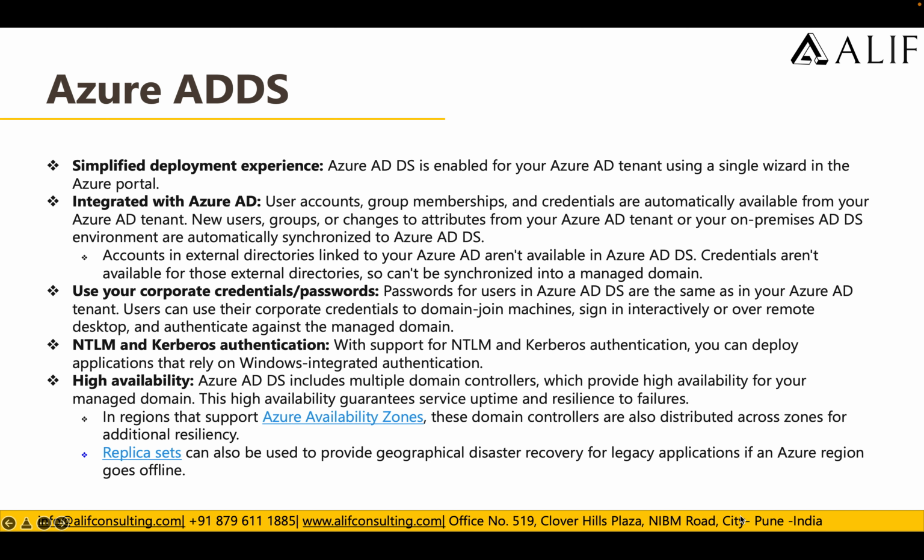Highly available. Again, Azure Active Directory Domain Services is highly available. By default, it has a minimum of 2 instances available to provide you high availability. It also supports availability zones, in which the domain controllers get distributed across multiple data centers within one region. And we can also enable a replica set and have it deployed in another VNet or in another region as well for our legacy applications.